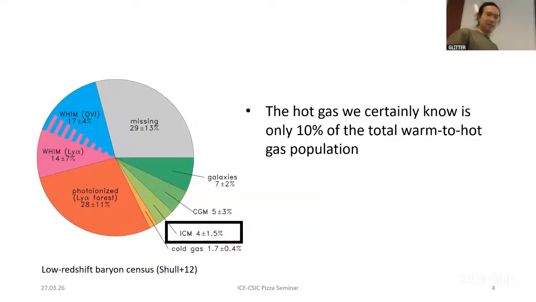Here are the baryon censuses done more than 10 years ago, basically claiming that we have knowledge of the intracluster medium, for sure, but the intracluster medium we know is only 4% of the total baryons. And if we remove the low temperature gas and focus on the hot gas in the cosmic web, then it's only 10% of the total warm to hot gas population. So we only know 10% of the hot baryons well in the low redshift universe.